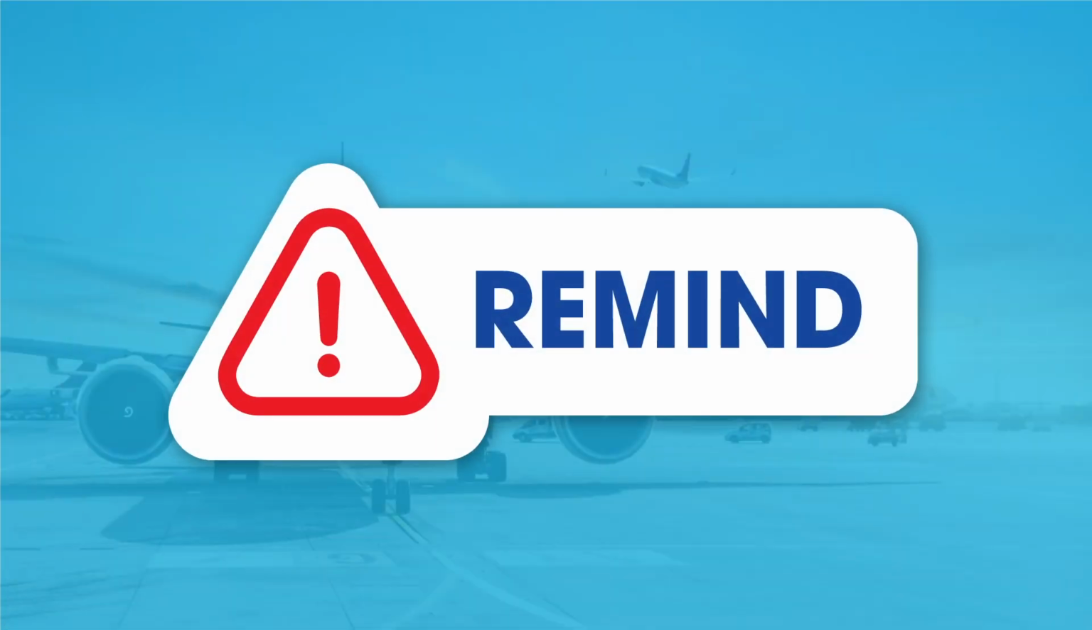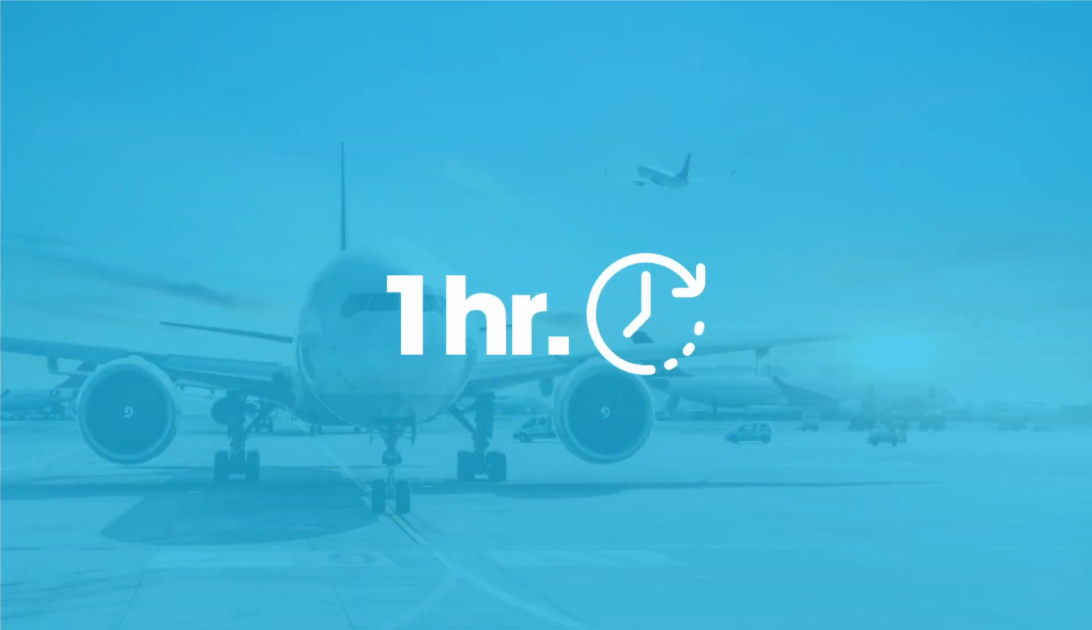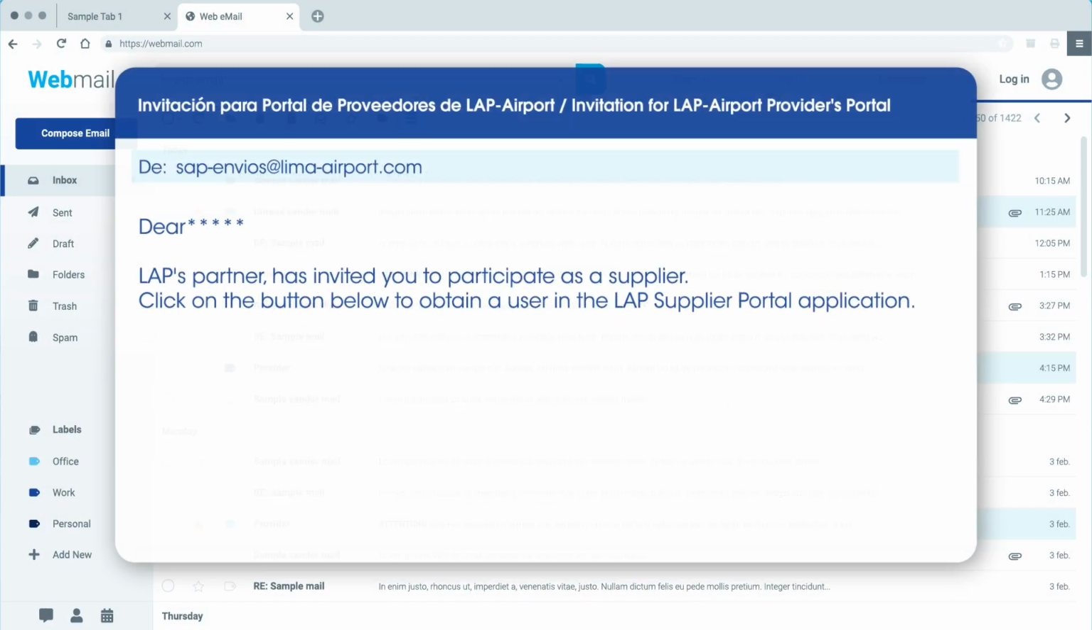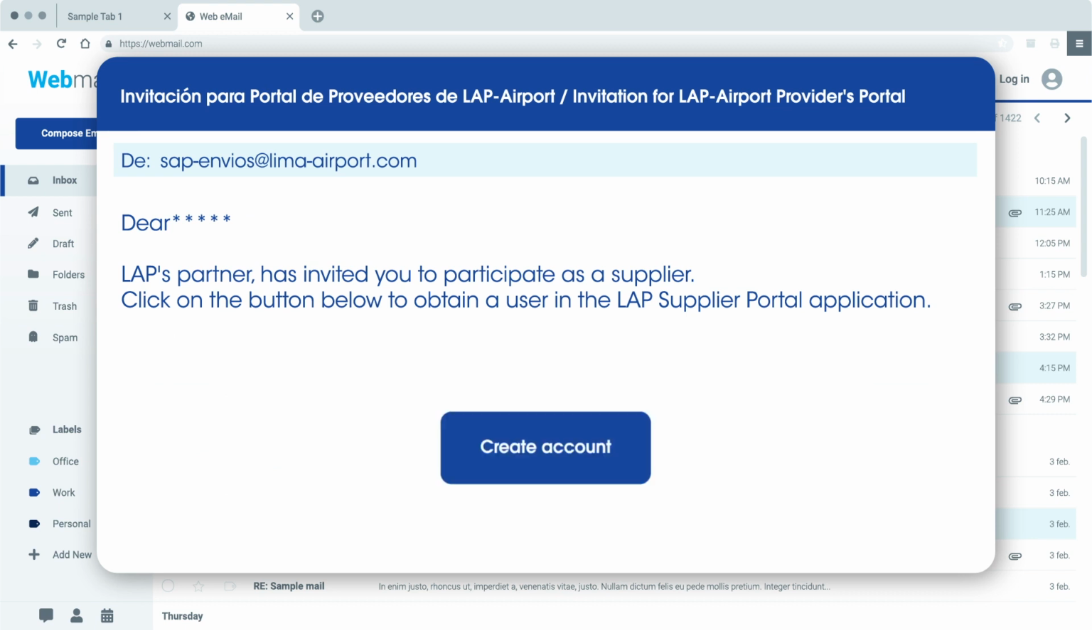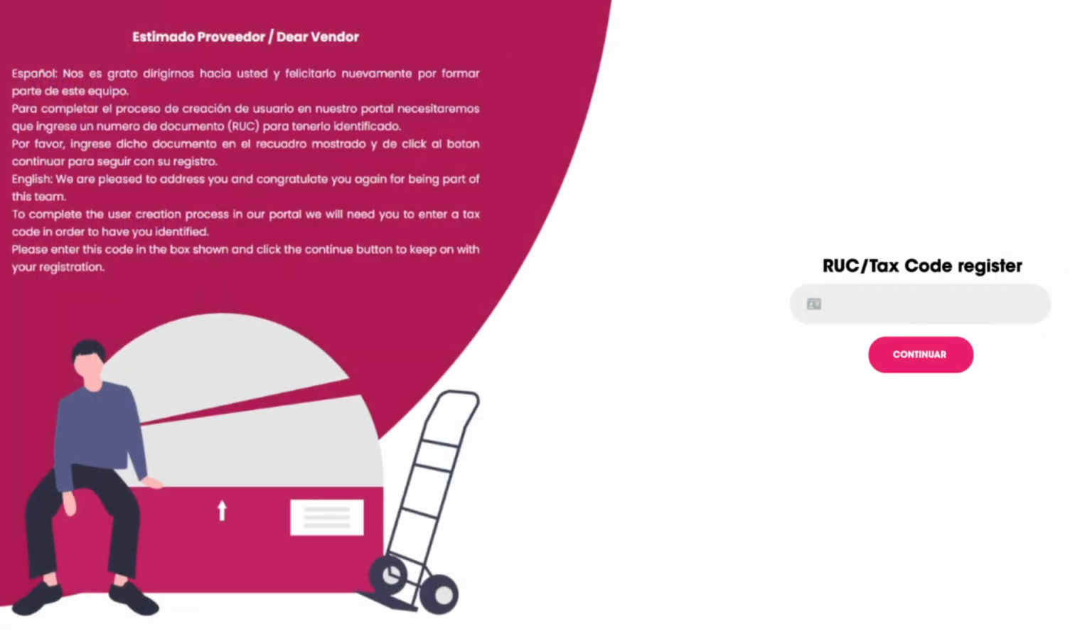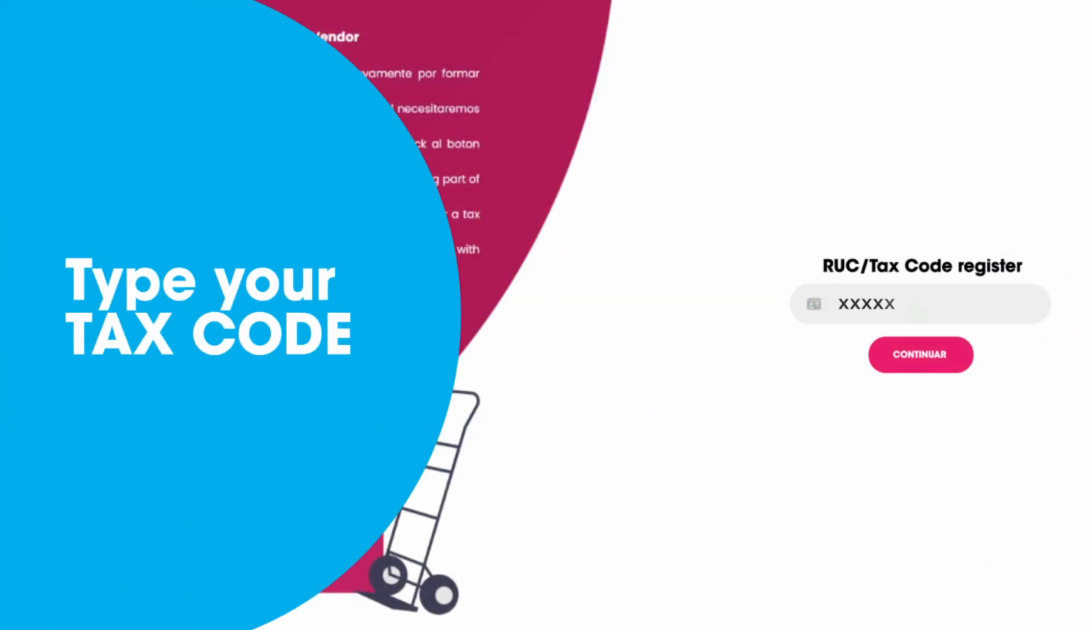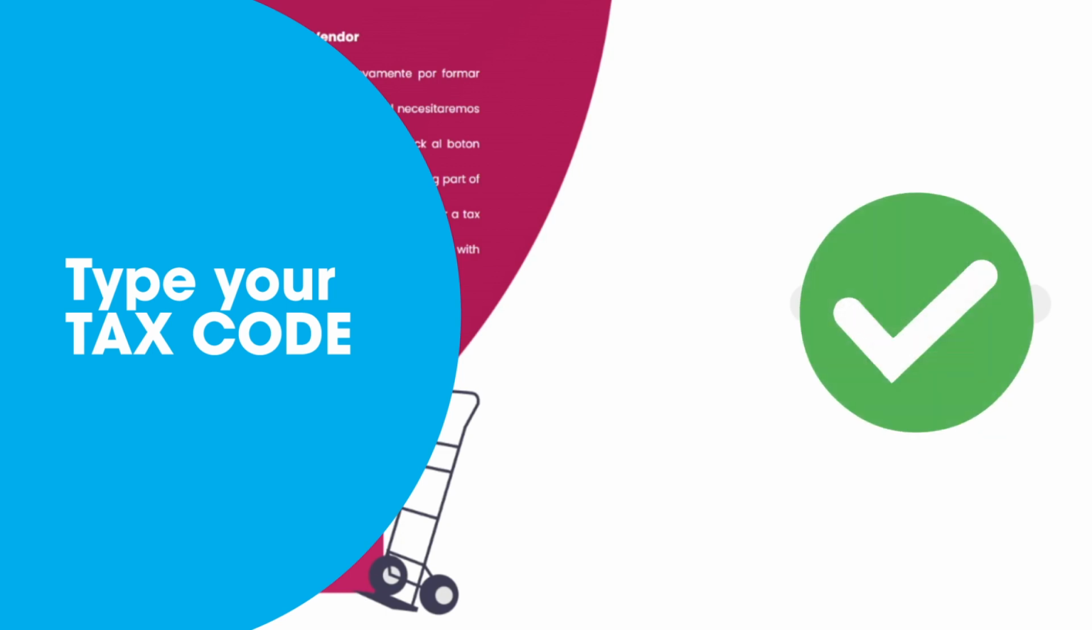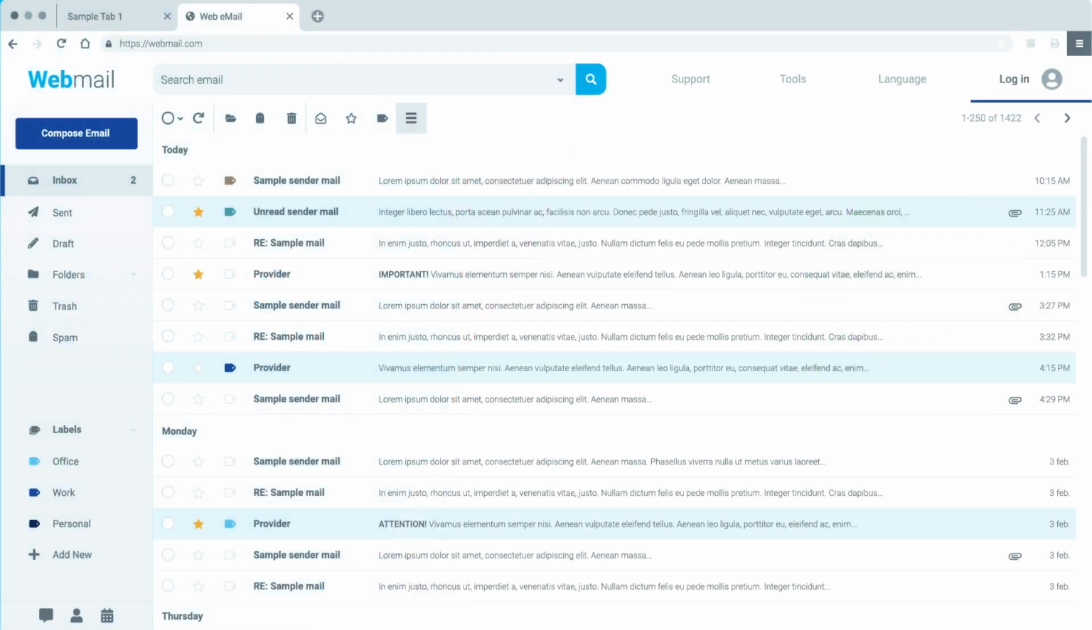Before entering the supplier portal, remember that the system gives you 1 hour to complete all the information or it will restart without saving the data. Ready? Let's start! Lab will send you a message to your email. Check your inbox and click on Create Account. This button will lead you to an interface where you will type your tax code. Then, it will appear that your user was successfully created.